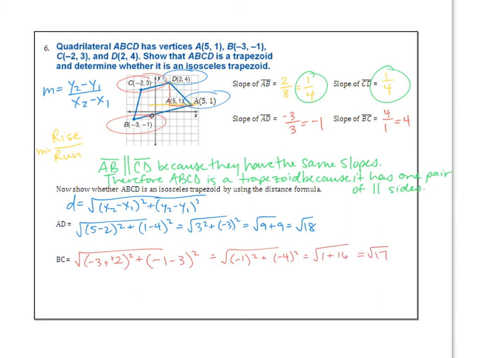What do you think? Is it isosceles? We got root 18 and root 17. No, it is not isosceles. So I would say this: since the legs are not congruent, ABCD is not isosceles.